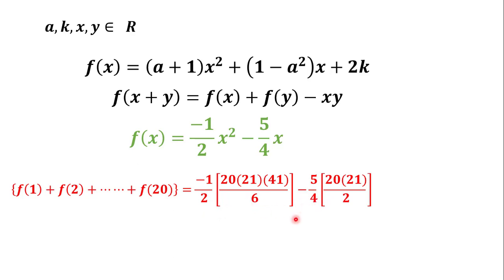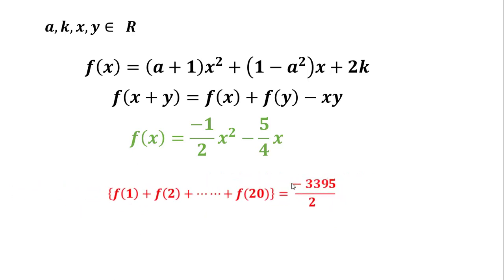By calculating these fractions, we're going to get the sum of f of 1, f of 2 up to f of 20 equals minus 3,395 over 2.